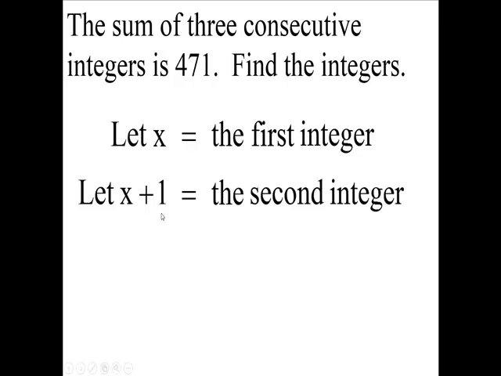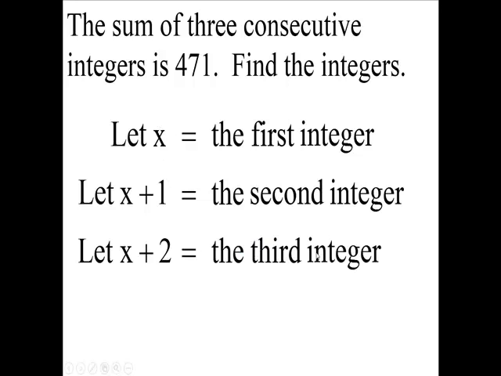Now, if you add 1 to this integer, you're going to get x plus 2, aren't you? Add 1 plus 1, what do you get? So the third integer, you're going to have x plus 1, which is x plus 2. So you're taking this original x and you're going up by 2 to find the third integer.